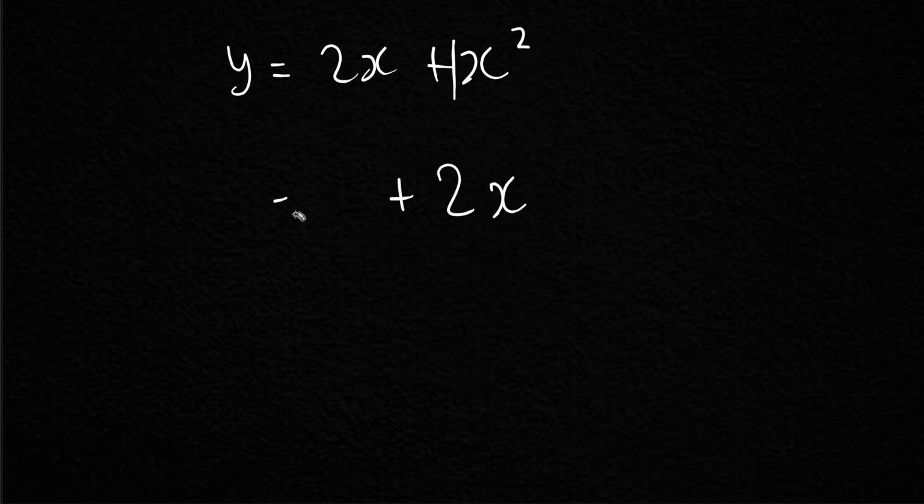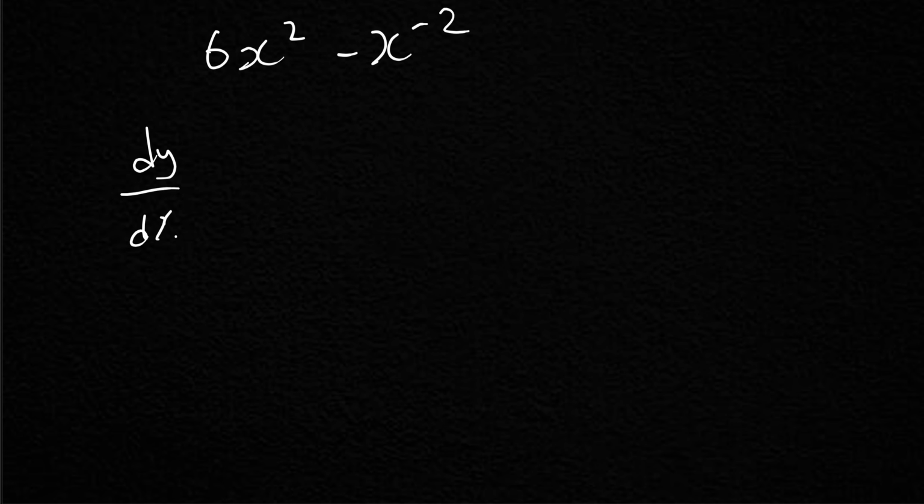Let's look at one more example. If we get a hard one, 6x squared minus x minus 2. Yes, let's do this one. 6x squared minus x minus 2. How do we differentiate? We need to write dy dx first. And by the way, your question will often be asked like this: y equals 6x squared. That's why it's dy dx.